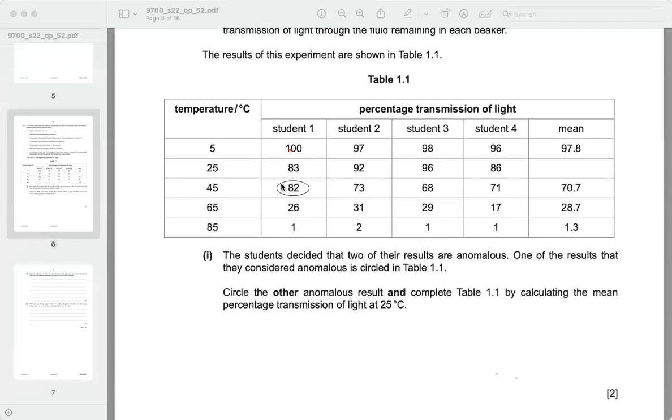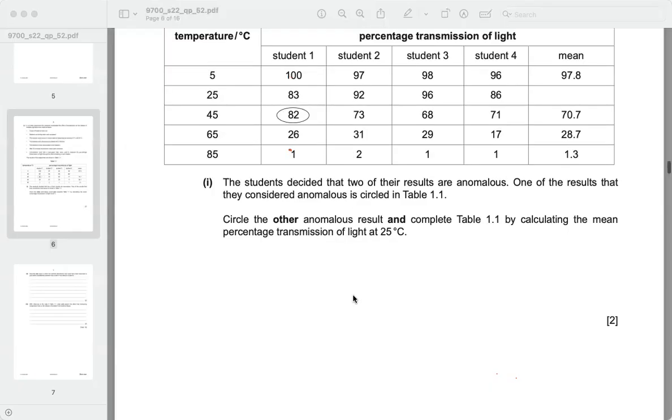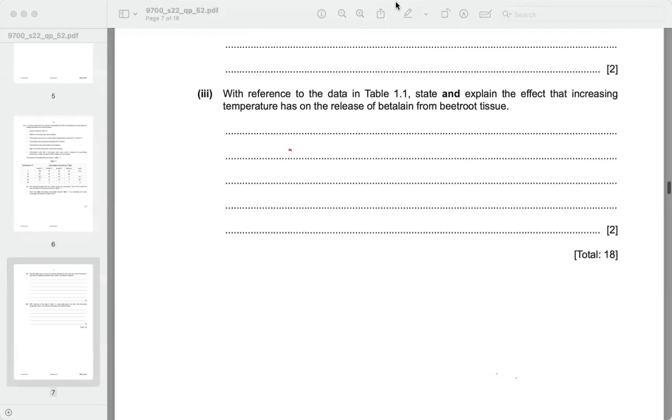As we increase the temperature in this table, if you look very carefully, the percentage transmission of light kind of decreases. So when we are saying the percentage transmission of light decreases, that means there is more pigment. Because if there's less pigment, there will be more light transmitted. So please think very carefully. More light will mean a lighter color.